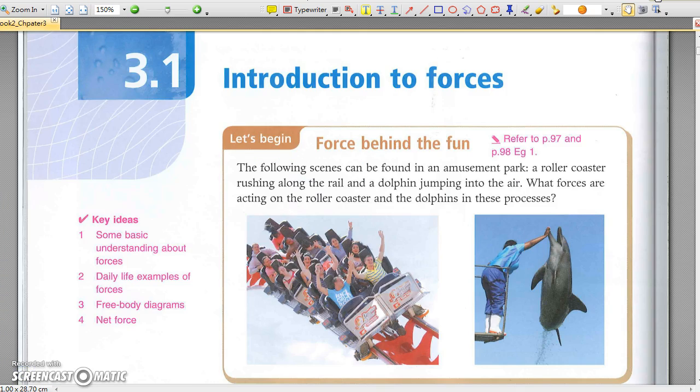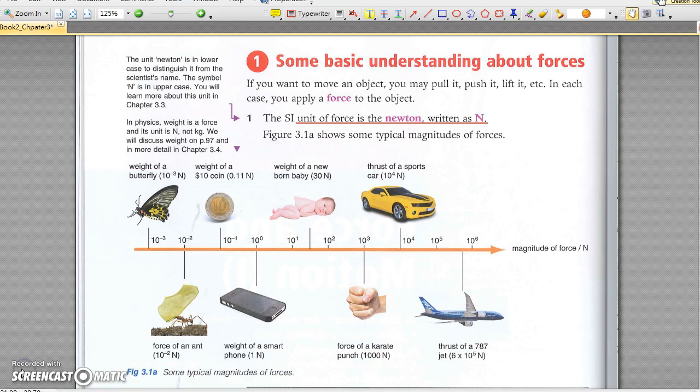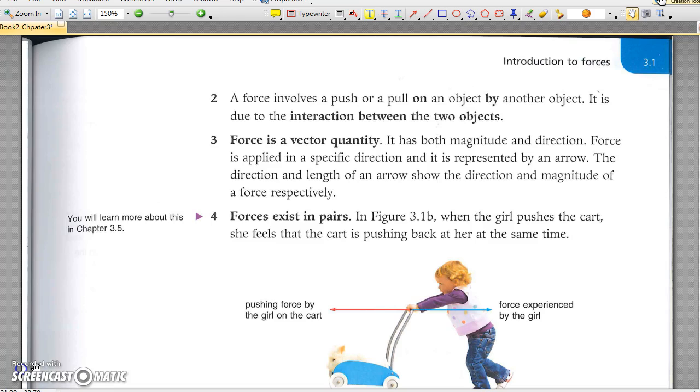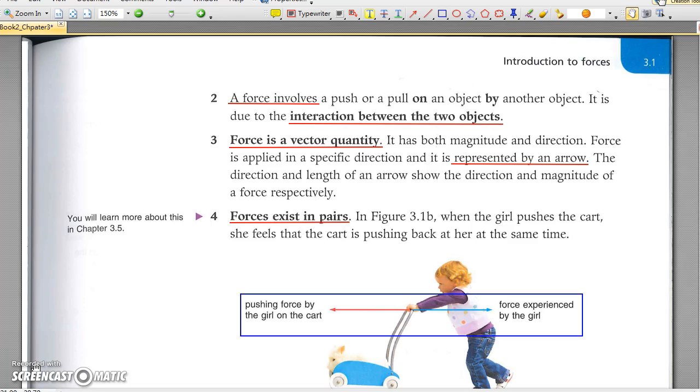Chapter 3.1 Introduction to Forces. 1. Some basic understanding about forces. Force is measured in Newton. In particular, a mass of about 100 grams produces a weight of 1 Newton. Force is a vector with magnitude and direction, which can be represented by an arrow. By Newton's third law, which you have learned in S2, you know that forces exist in pairs, so-called action-reaction pairs.